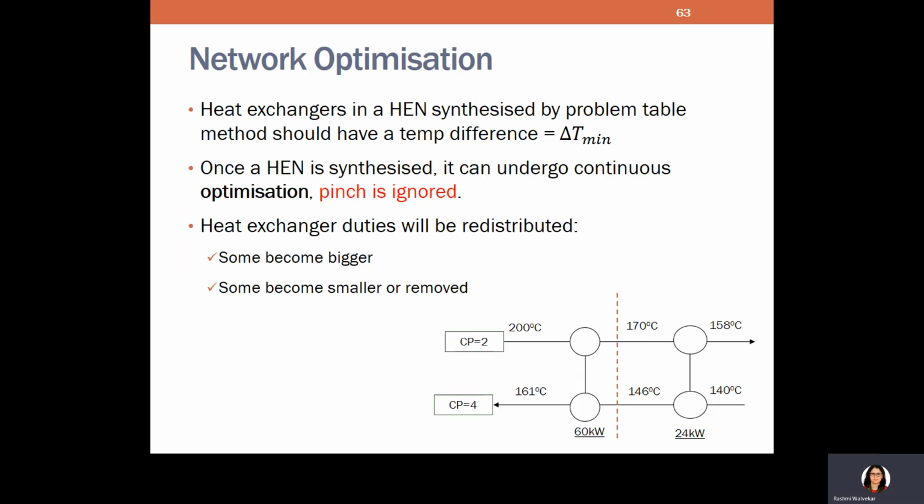Whenever we perform the optimization, we ignore the pinch. If you remember the 3 golden rules that we have followed for heat exchanger networking, during the optimization we break these rules, ignore the pinch, and transfer the heat across the pinch. When we do this, the heat duties for the heat exchangers or the utilities may increase, decrease, or the units may be completely removed from the network.